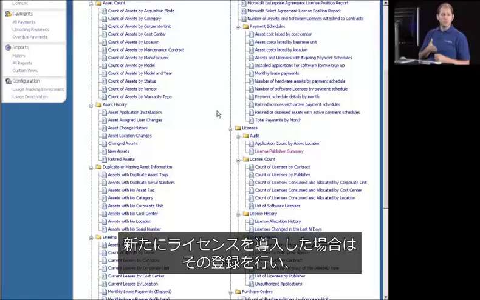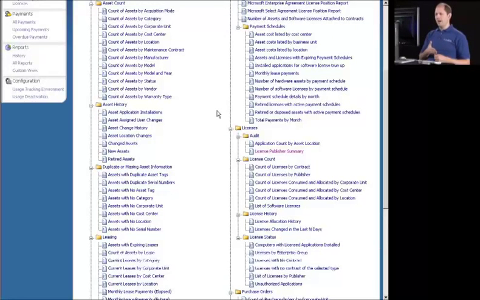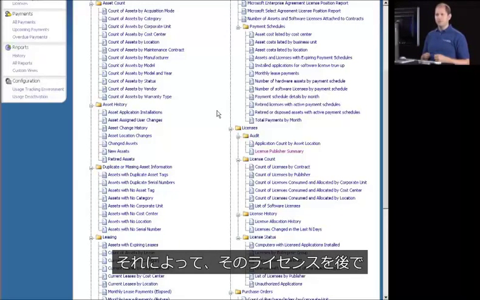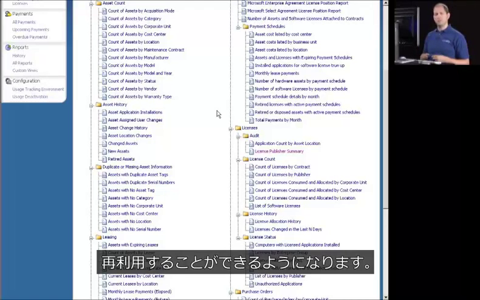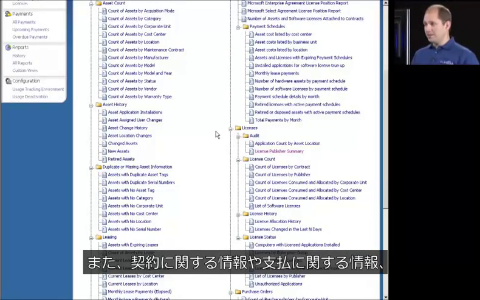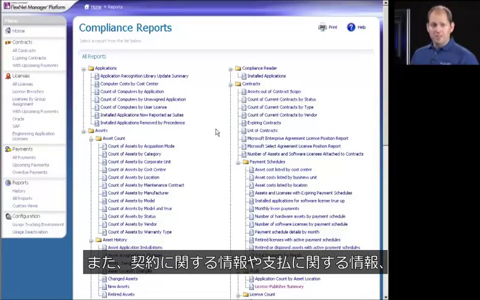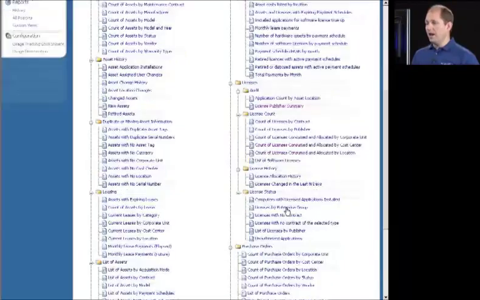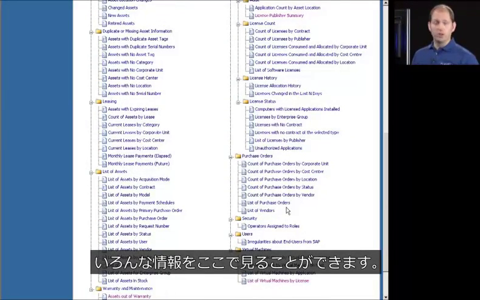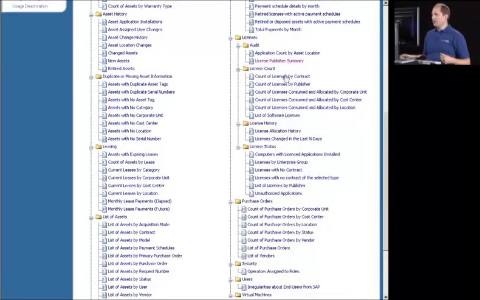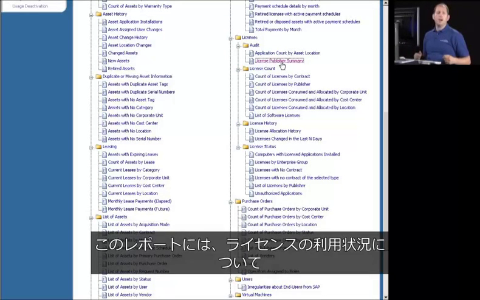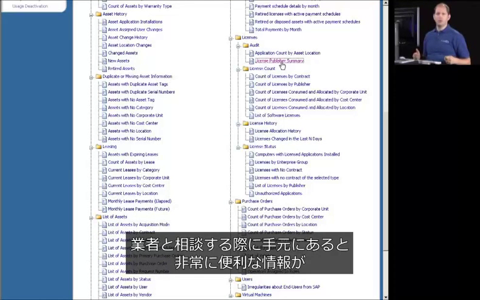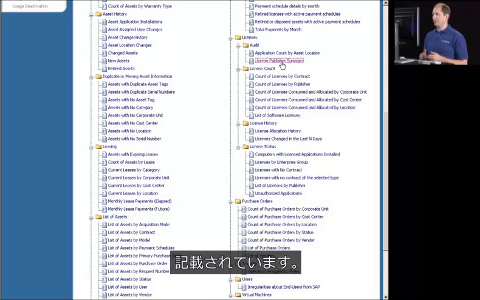So as assets come into the organization, they're registered, and as they go out, we retire them in the system, and their software is returned to the license pool. Additionally, we've got information about the contracts, all of the payments being made on the contracts, licensing, and various other areas, including virtual machines. If I go into one of these reports in particular, I've got a license publisher summary, and this is that good old report you'd like to pull out anytime that a vendor comes to talk to you about their licensing position with you.